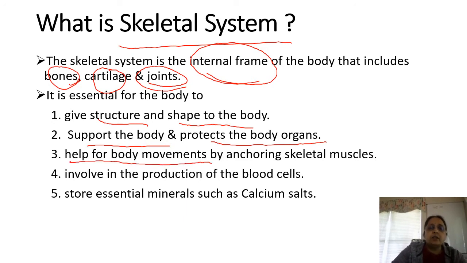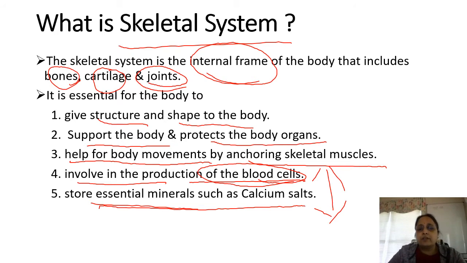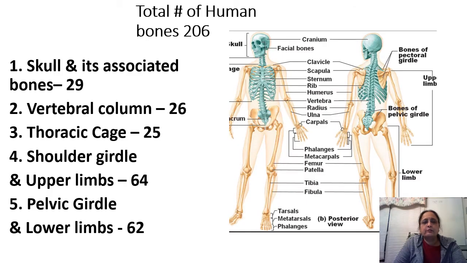It is also involved in body movements since it is anchored to the skeletal muscles. So these are the two functions. Then there is the bone marrow cavity, which is filled with hemopoietic tissue that is involved in the production of blood cells, red blood cells. It is also involved in the storage of calcium salts, which are very important for vital activities. So if you go through the human body, the total number of bones is 206.